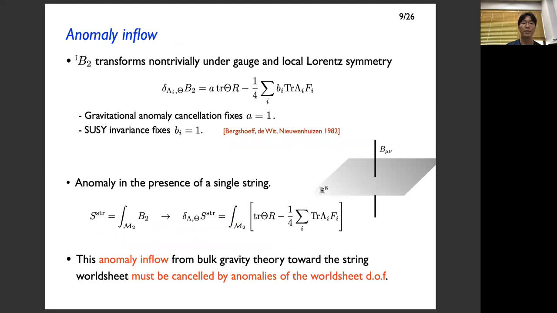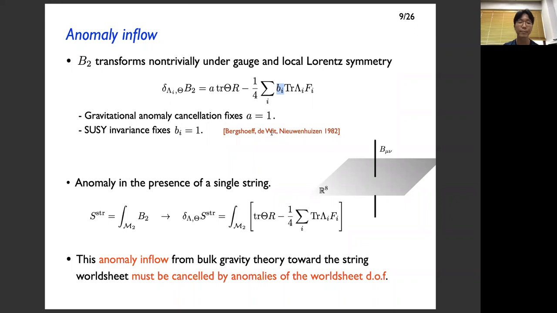Interestingly, this two-form gauge field transforms non-trivially under the gauge and local Lorentz transformation like this. Okay, so this transformation rule is interestingly fully fixed by gravitational anomaly. So this coefficient A in front of the local Lorentz transformation is fixed by gravitational anomaly cancellation. And the coefficient here for the gauge transformation is also fixed by the supersymmetric invariance and the gauge invariance. So these coefficients are all fixed for this two-form gauge field.